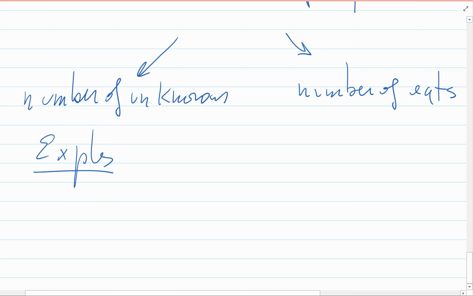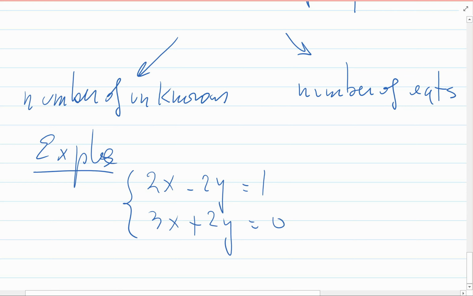Okay, example of linear systems. If I take, for example, this one, 2x minus 2y equals 1, and 3x plus 2y equals 0, what are we talking about here? We have two unknowns, so n is equal to 2, and two equations, m is equal to 2.